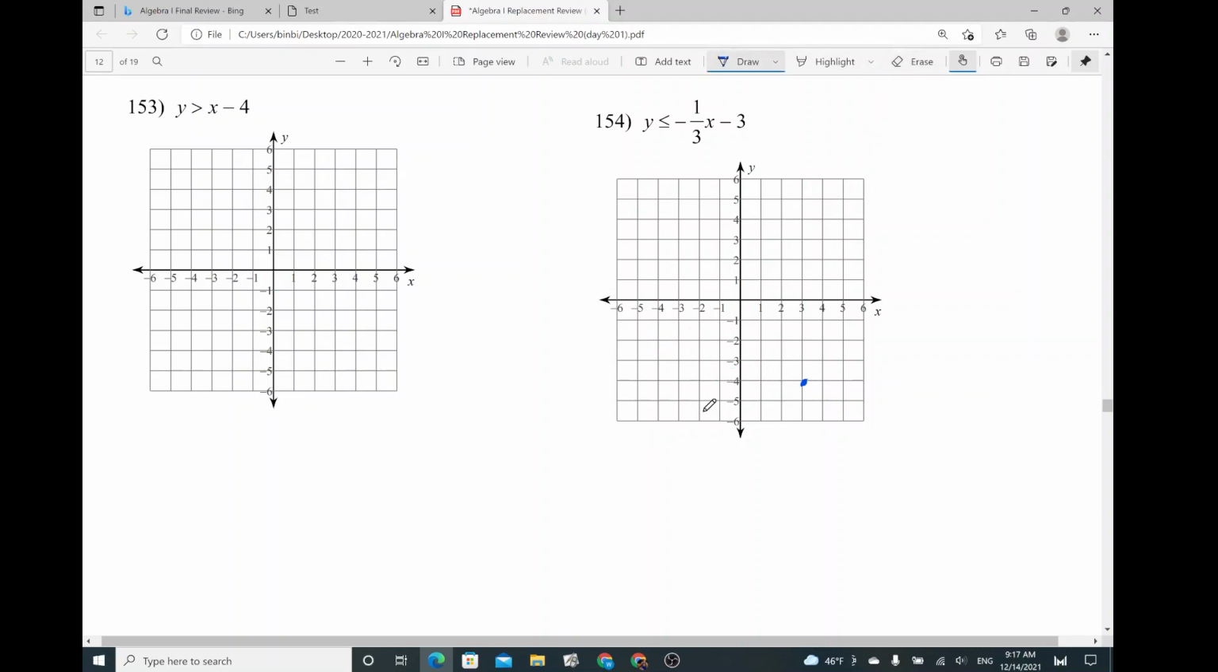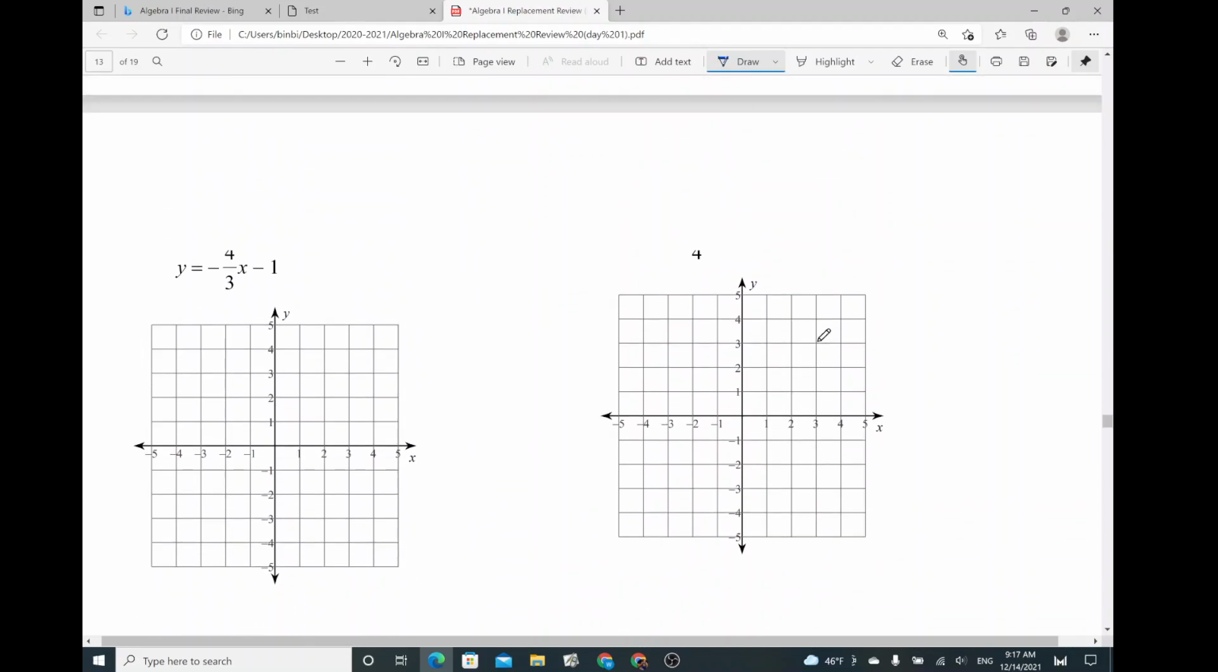Another thing is that you want to find out the area where you want to shade. So the area that you want to shade, that'll be less than, so that means down below the line. And also put in the arrow, goes all the way continuously.